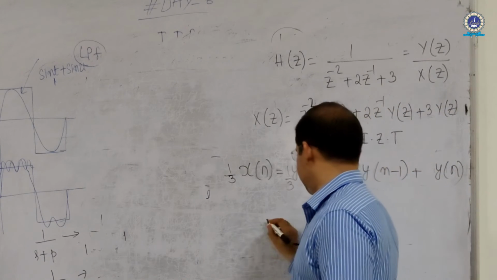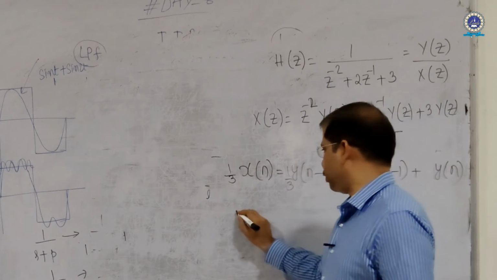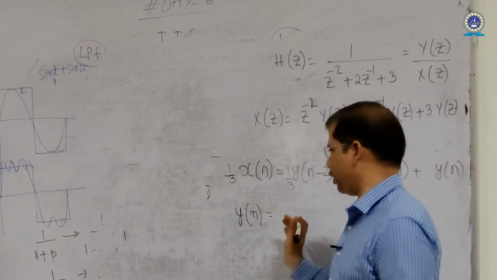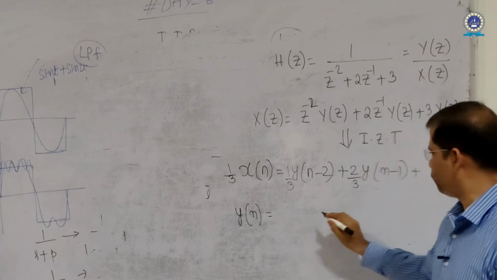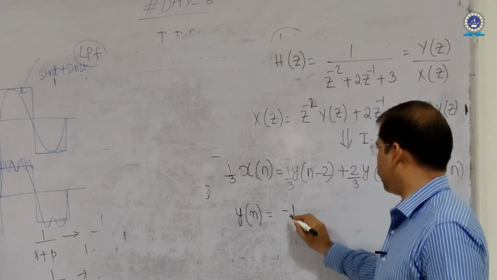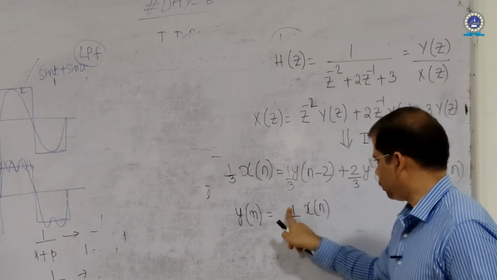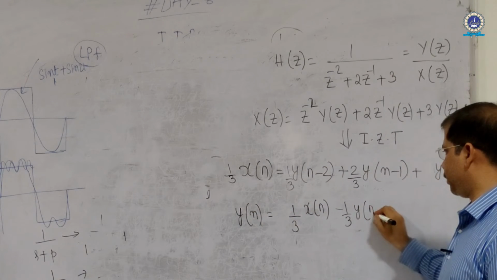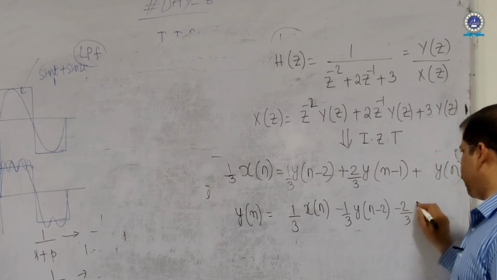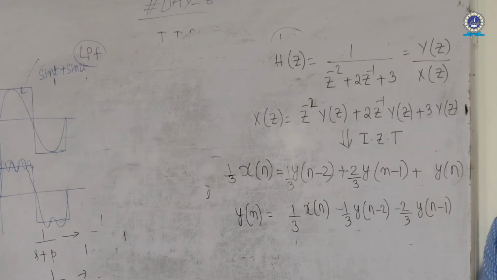So what is DF1? What you need to do in DF1 is put y of n on the left side. These are the simple techniques. Y of n on the left side and all other values on the right side. So it is 1 by 3 x of n, because these two will go to this side, minus 1 by 3 y of n minus 1, minus 2 by 3 y of n minus 2. If you write this way, then the realization also will become very easy.